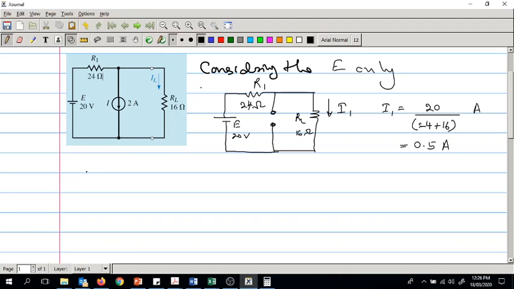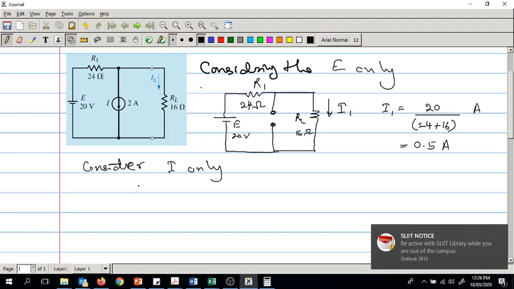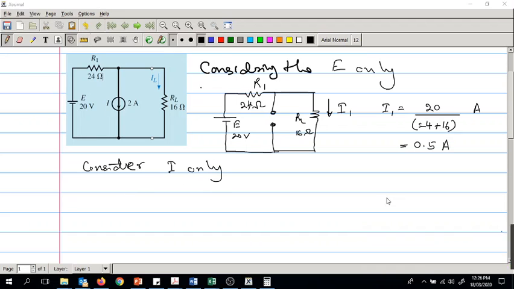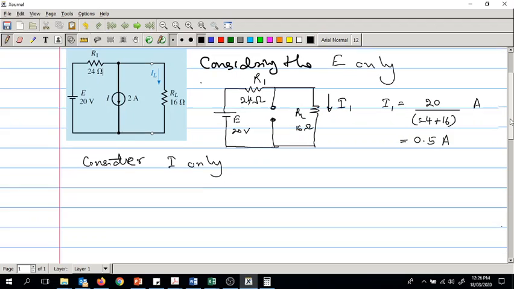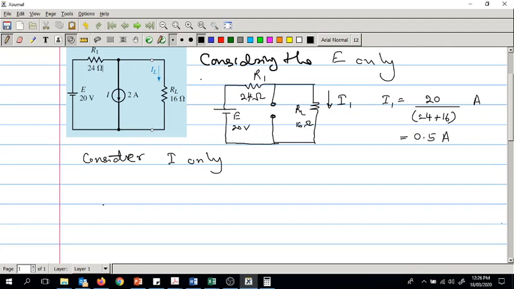Now the second case we'll consider is I only, and we get, so we have to remove the voltage source, which will become a short circuit now. So there is a short circuit here now. I'm going to draw it like that, and the current source and the load resistor is there.